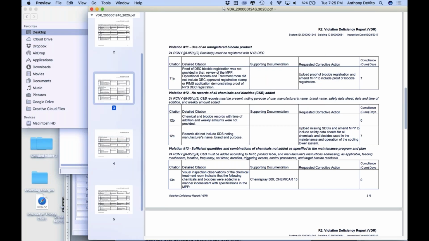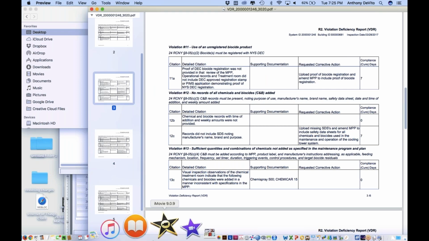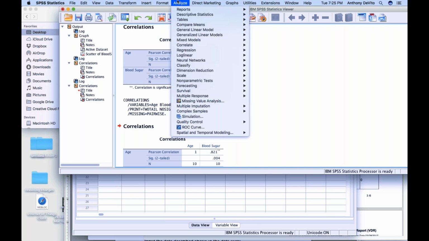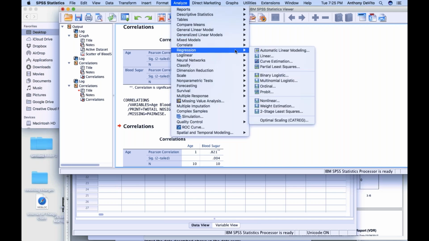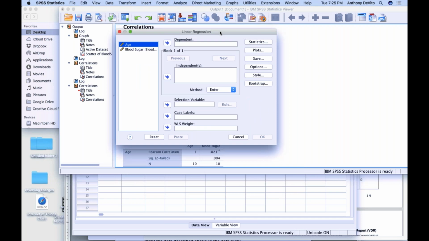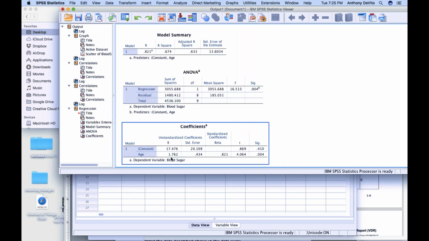Okay, so let's go to the next step. Let's actually quantify this association using regression. I'm going to go up to SPSS again, go to Analyze, Regression, this time Linear. This time it's going to ask me which is the independent variable because we're going to imply causation here. So our independent variable is going to be age, and our dependent variable is going to be blood sugar. Let's just leave it at that and give this a try. Let's see what we wind up with.